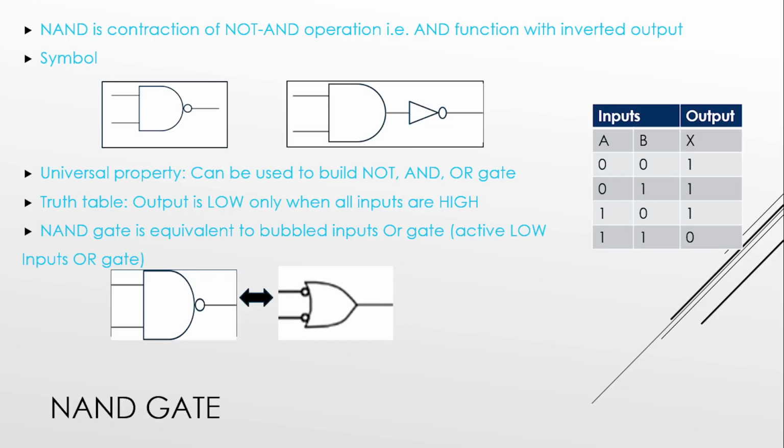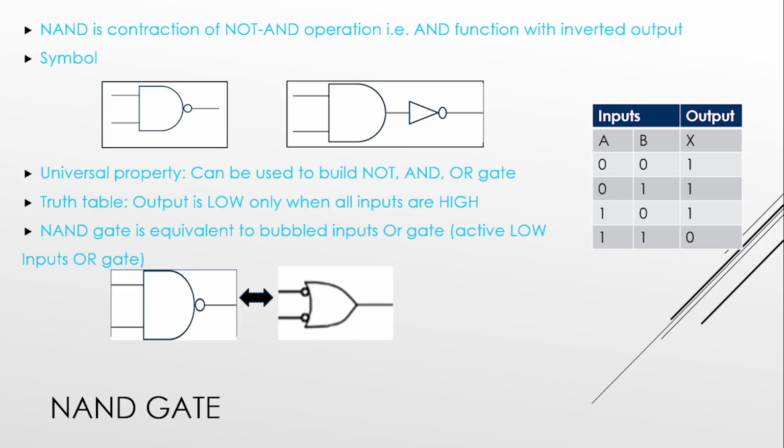Another important property of NAND gate is it can be used to build basic gates, that is NOT gate, AND gate, OR gate. So it is called the universal property of the NAND gate, similar to NOR gate. Like NOR gate, NAND gate can also be used to build three basic gates, NOT, AND, and OR.